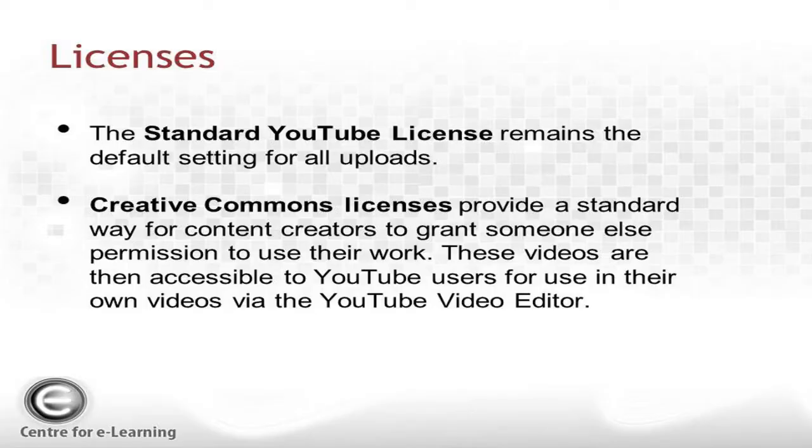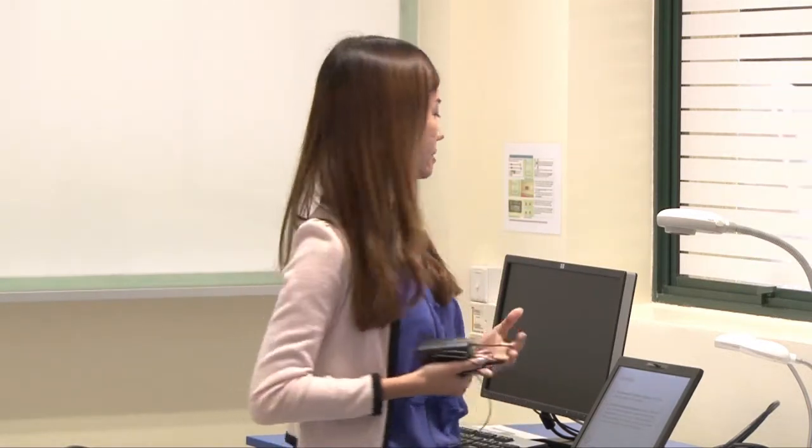Okay, so there are 2 types of license in YouTube. One will be the default license, which is the standard YouTube license. This license means that you're granting other users the permission to view your video and share it with others. And the other license will be Creative Commons. Creative Commons means that you allow other users to reuse your work in YouTube. So they can add your video onto their own video using the video editor in YouTube. And I will show you that later.